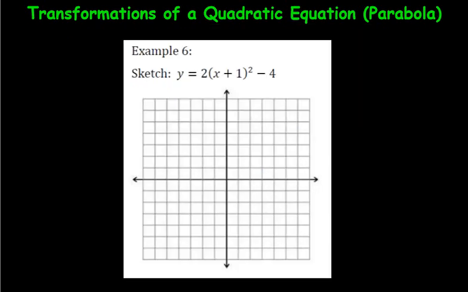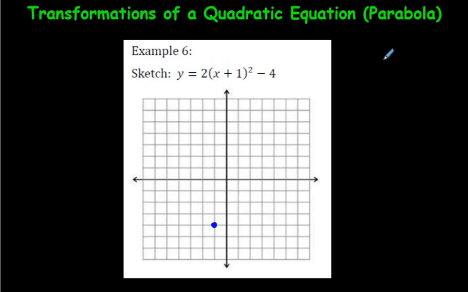Okay, was that the last question? Oh, this is just a quick one. Here's one more. And once again, just find the vertex first of all. So it would be the opposite of what you see in here. It would be negative 1 and negative 4. Negative 1, 1, 2, 3, 4. There's negative 1, negative 4.